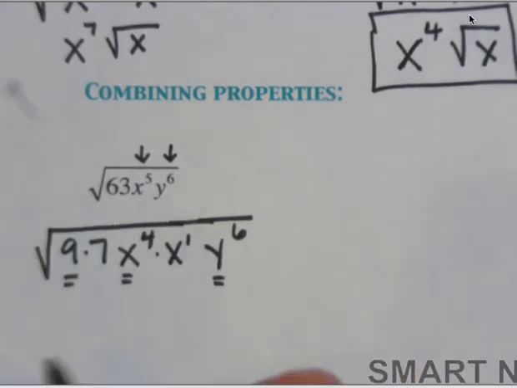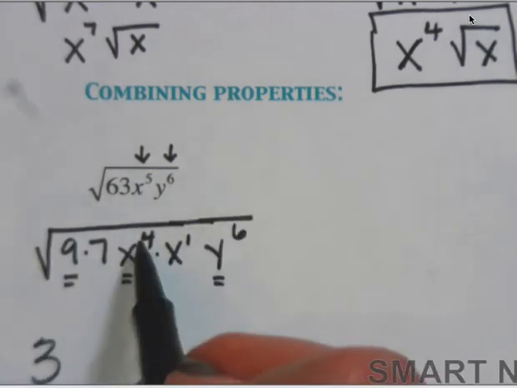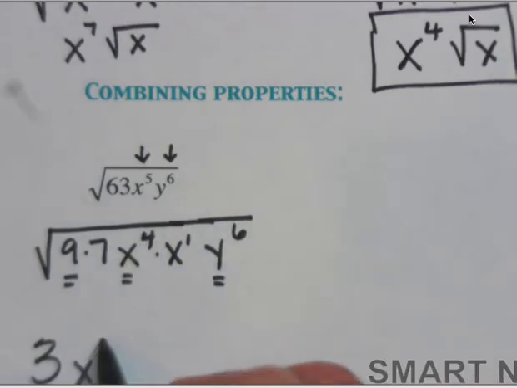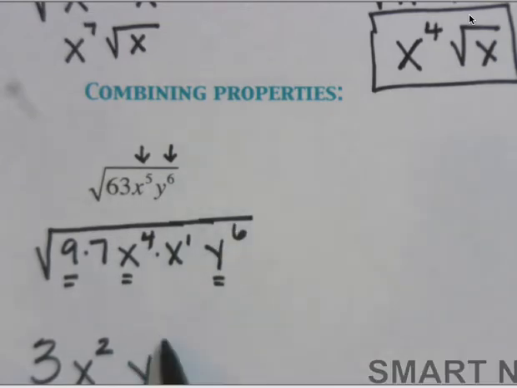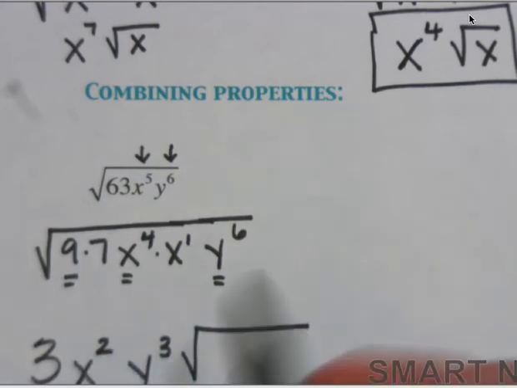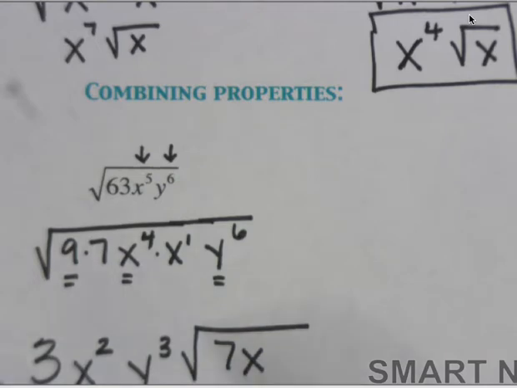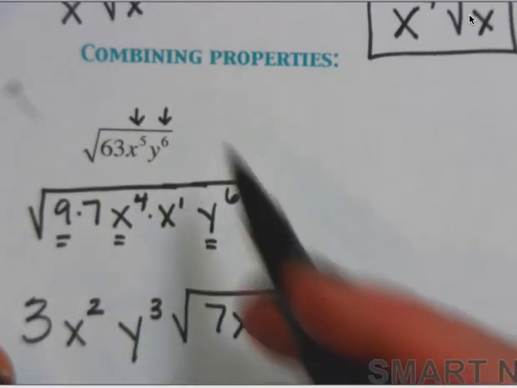The square root of 9 is 3. x to the 4th, well, the 4 comes out at half of that, so that's going to come out as x squared. 6 is an even number. Half of 6 is 3. And then all of the non-perfect pieces remain underneath the radical. 7 remains, and x to the 1st remains underneath the radical. So that would be my simplified expression for this.